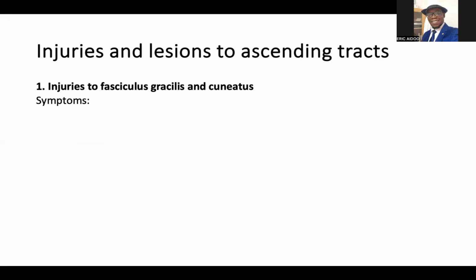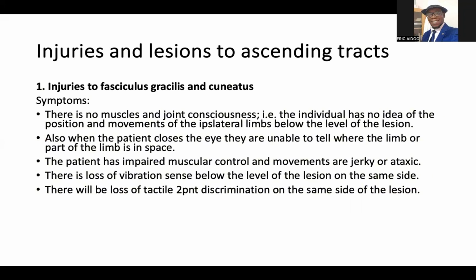Injuries to fasciculus gracilis and cuneatus. You remember that these fasciculi will occupy the posterior column of the spinal cord: posterior column, fasciculus gracilis, and then cuneatus. So what will be the symptoms? There's no muscle and joint consciousness. The individual has no idea of the position and movement of the ipsilateral limbs below the level of the lesion. This is ipsilateral because they don't cross at the level of the spinal cord.